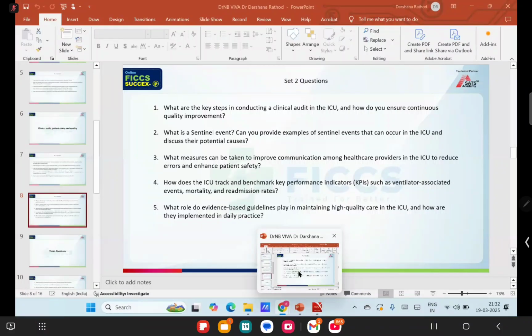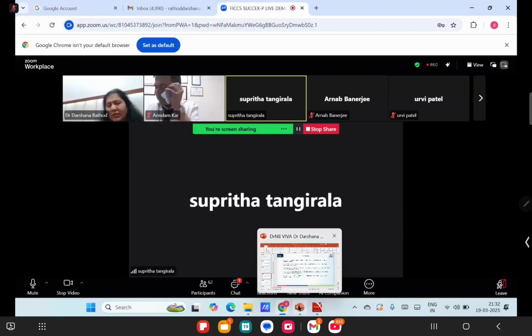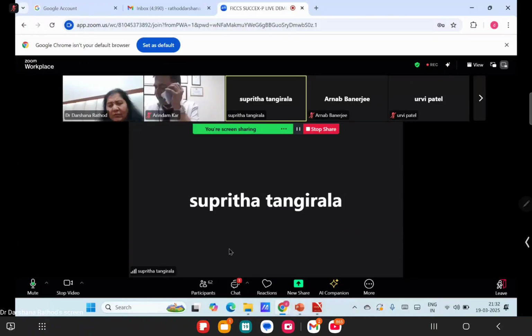What role do evidence-based guidelines play in maintaining high quality in the ICU, and how are they to be implemented in daily practice? You did it very well over there. So you need to just put up, yes, there are multiple evidence-based guidelines. I would take an example of the 1 hour bundle of sepsis.